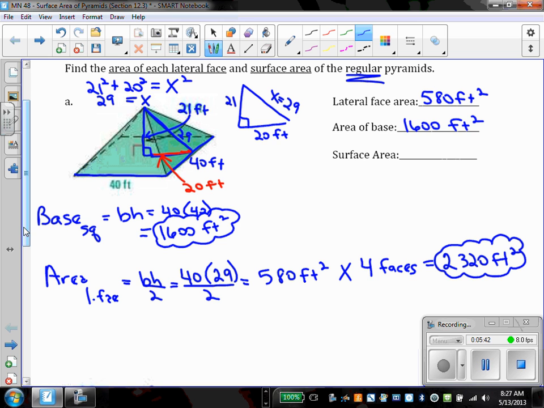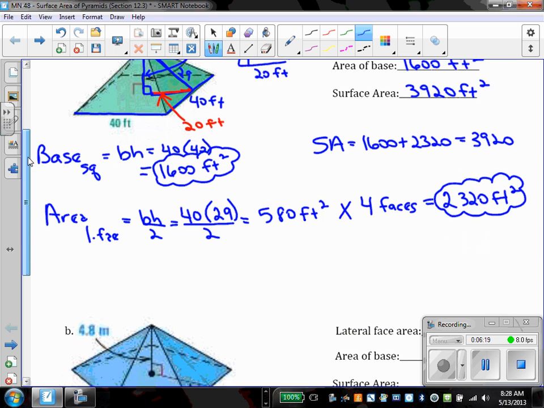Now to find the total surface area, what do we do? We add the area of the base plus the area of all of our lateral faces, and that's going to give us an area of 3,920. So up here, the surface area is 3,920 feet squared. So nothing different than what we've been talking about, except that the lateral face idea, you may not have known how to do that. And then, of course, finding that slant height of the lateral face is an important component of pyramids.